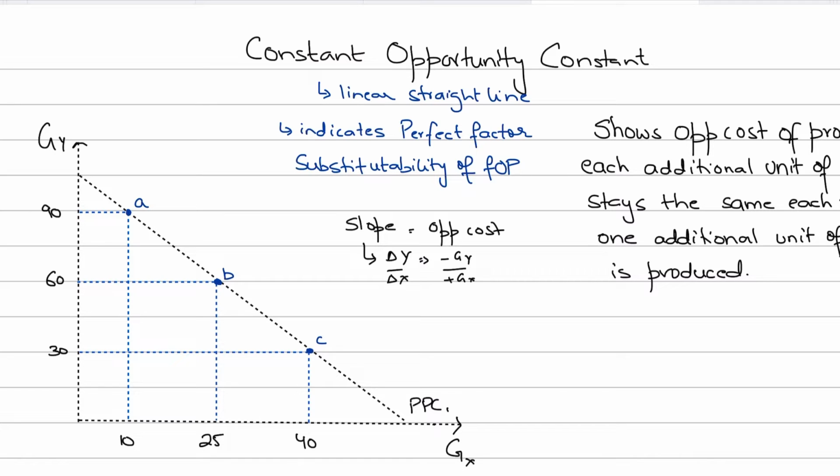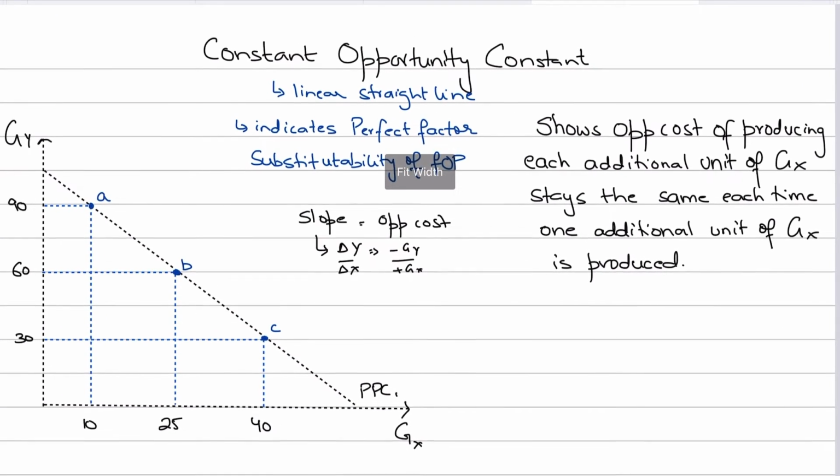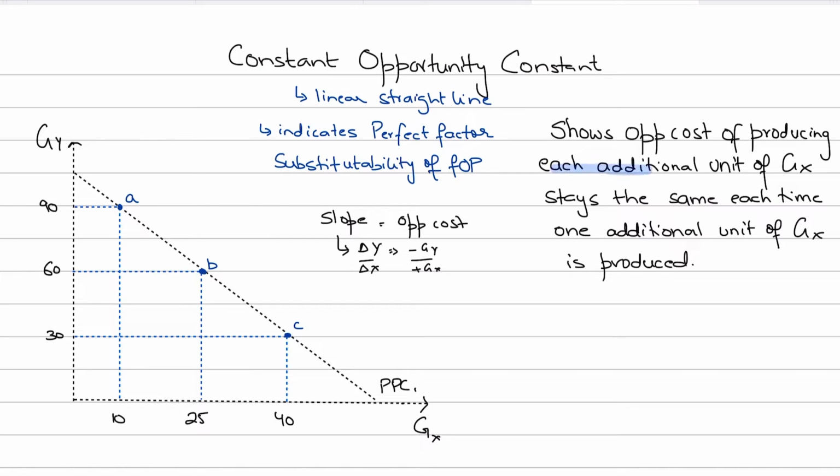In that sense, we draw a constant opportunity cost as a linear line, and this shows that the opportunity cost of producing each additional unit of good x stays the same each time, guys. Each time one additional unit of good x is produced, the same amount of good y is foregone to produce that additional unit of good x as it was foregone to produce the previous unit of good x. So let's now see with some calculation.